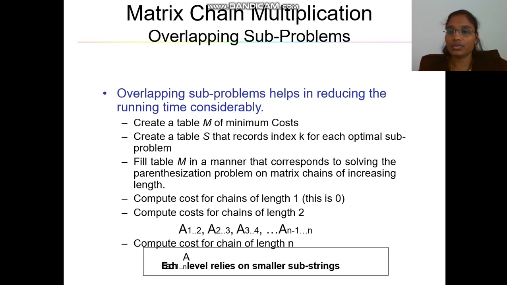This is one example, and we have several other examples like the knapsack problem and other things. So this is just an introduction to the dynamic programming paradigm.